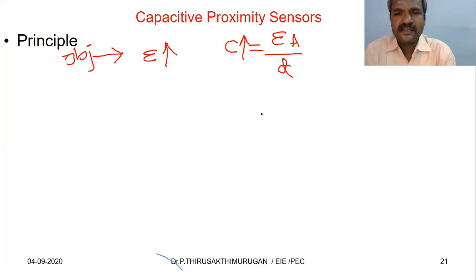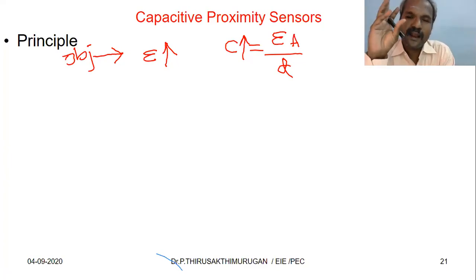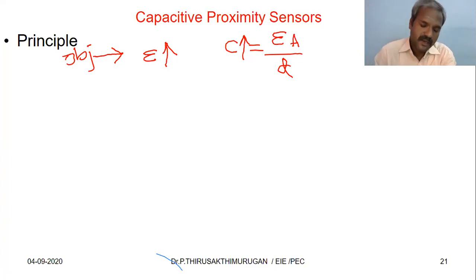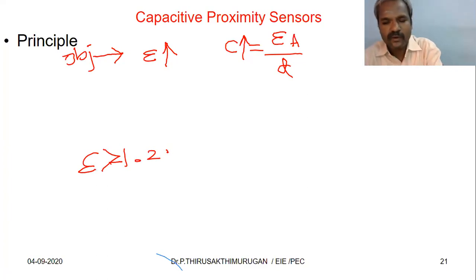The range of the proximity sensors depends on the distance, the physical size of the object, and also the permittivity of the object. So this normally detects an epsilon value greater than 1.2. These are all the basic principles of operation.